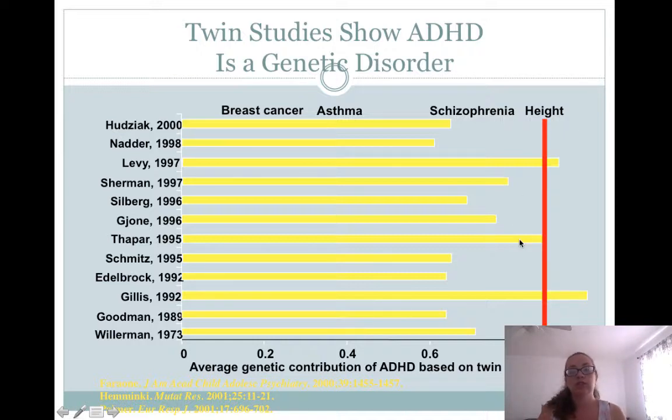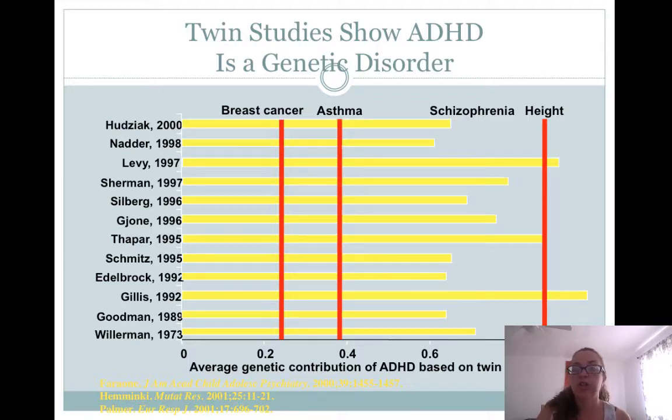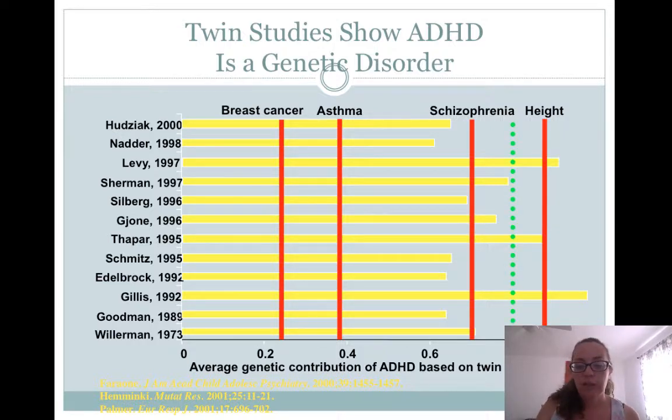So you can see with breast cancer, you have a little bit above a 0.2 correlation, so it's somewhat genetic, but not highly genetic. Asthma is a bit more genetic, it's moderately genetic. Schizophrenia is pretty darn genetic. If you have a twin with schizophrenia, there's a very high likelihood that you will have it. And then the average correlation, and these are all different studies, so the average of these studies for ADHD, it's 0.8. So it's highly genetic. If it runs in the family, there's a good chance that you or your children will end up with ADHD.